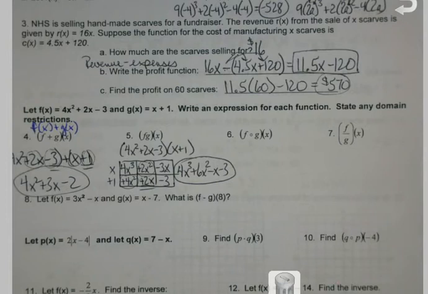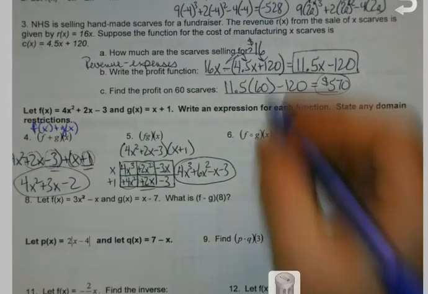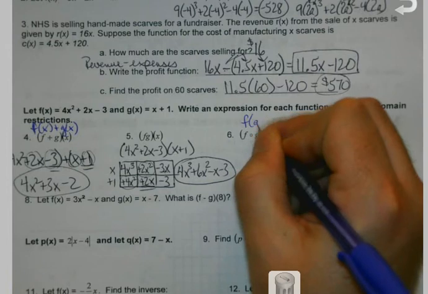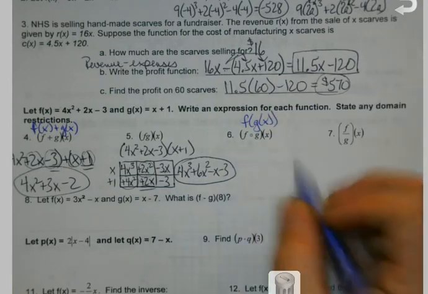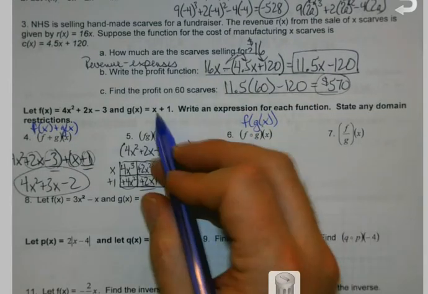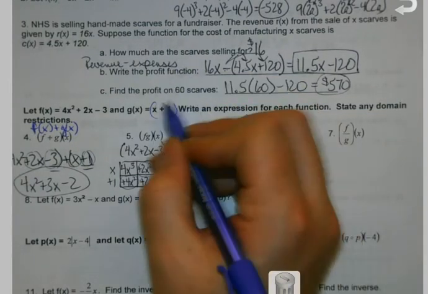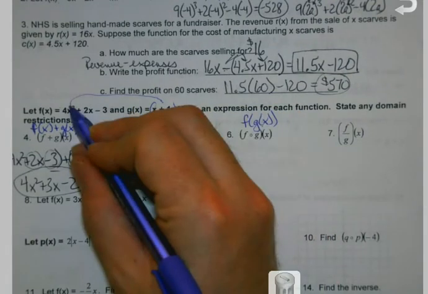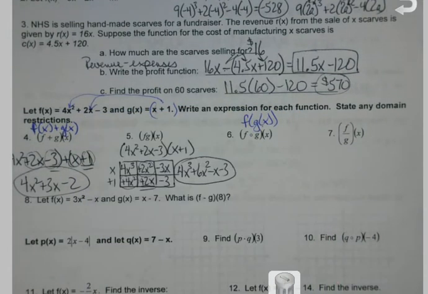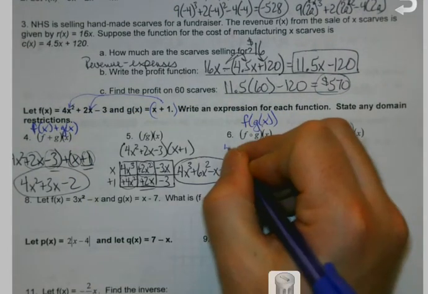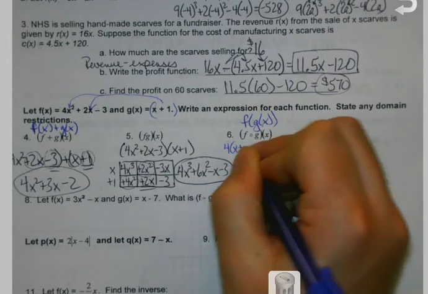Now there's a slight difference when we go to the next part. Now we're doing function notation, which this again means this is f of g of x. In other words, I'm going to take g of x, this x plus 1, and I'm going to plug that in every place that I see x. So it's going to look something like this.